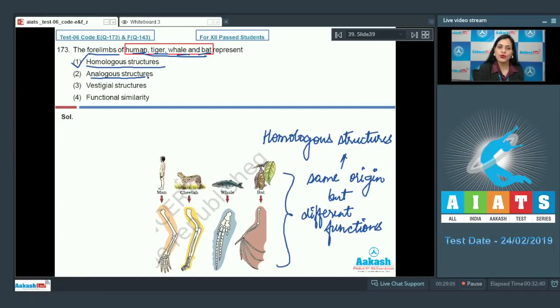The next option is analogous structures, and this is an incorrect option because analogous structures have different origin but perform same function. The next option is vestigial structures, and this is an incorrect option because those structures which are present but are not in functional form are known as vestigial structures. And the last option is functional similarity, and this is an incorrect option because functional similarity is exhibited by analogous structures and not by homologous structures. So the correct answer to this question is option number 1. Let's discuss our next question.